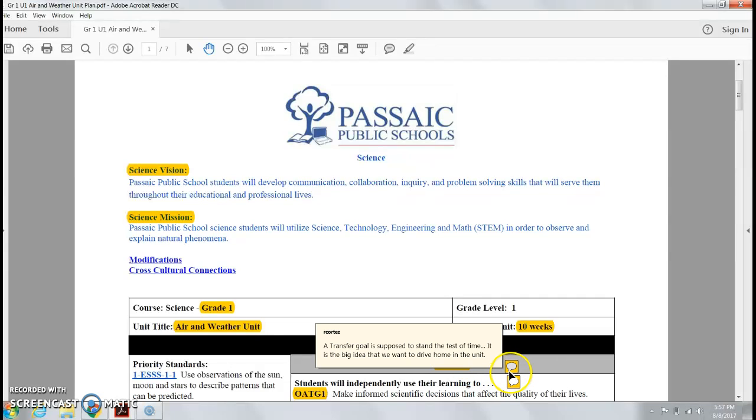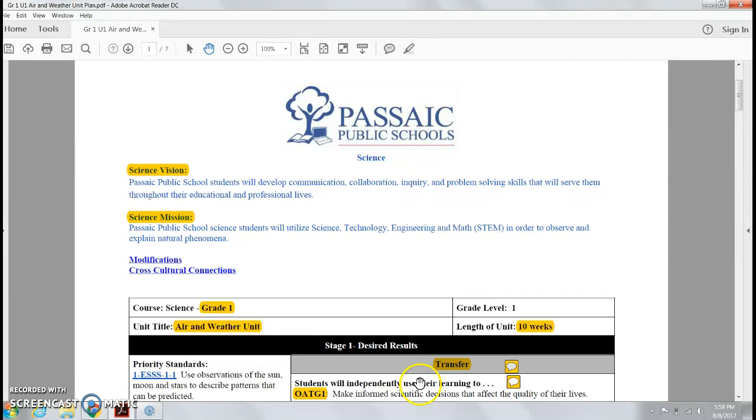Well, what does transfer mean? A transfer goal is supposed to stand the test of time. It is the big idea that we want to drive home in that unit. So the concept, the way that it was taught to me is that this is a concept that you want students remembering for 40 hours, 40 days, even possibly 40 years. So this is kind of the big idea that we want to drive home with the unit.